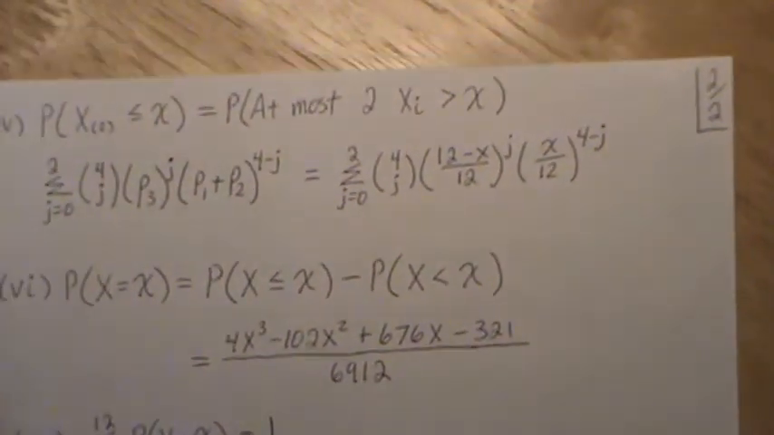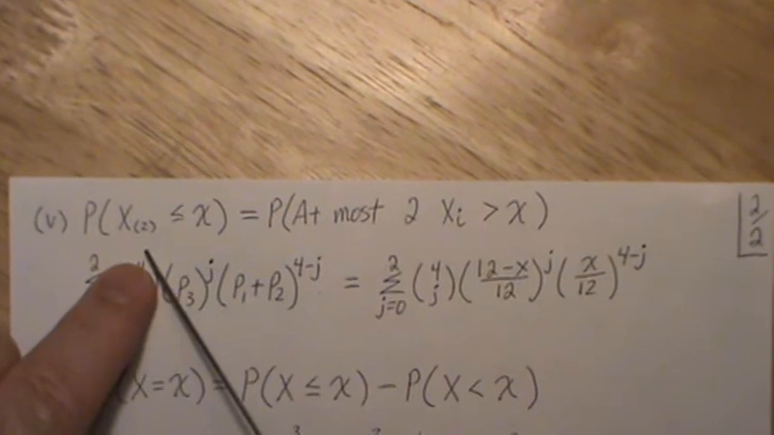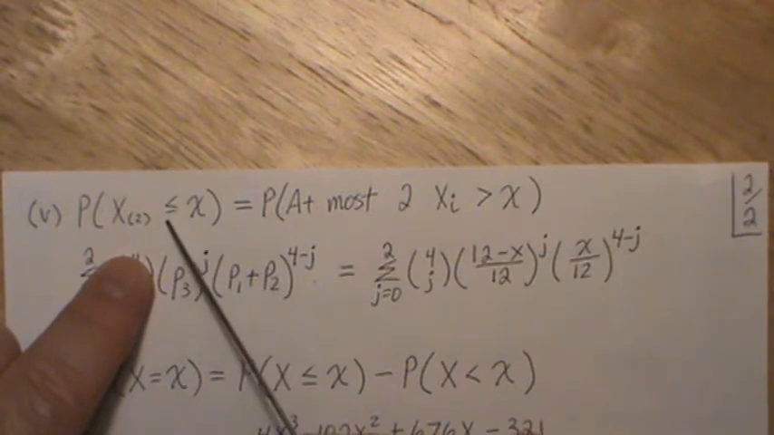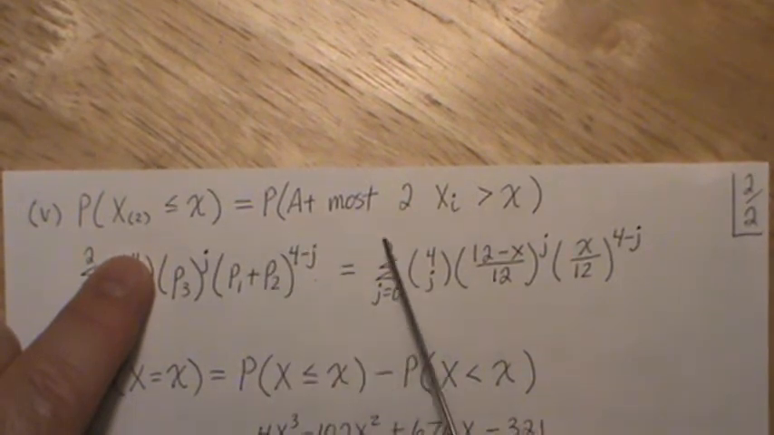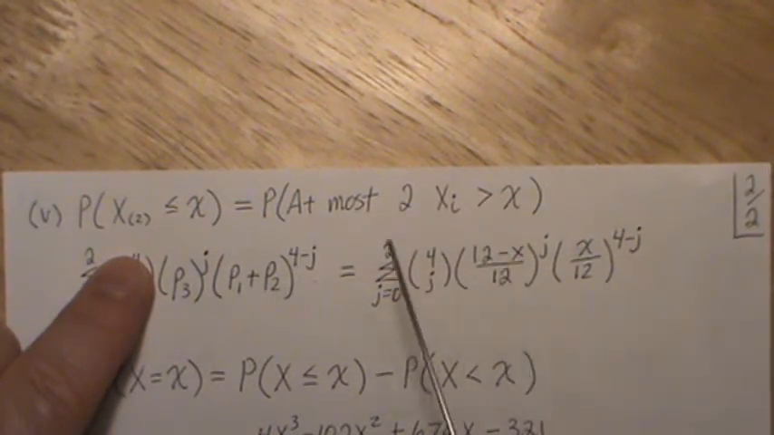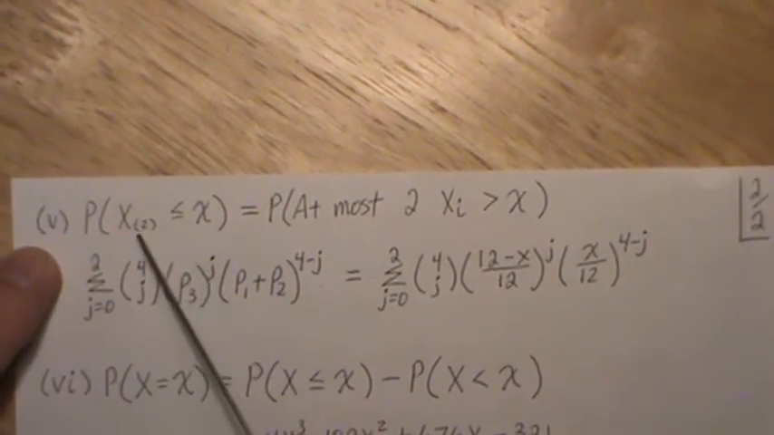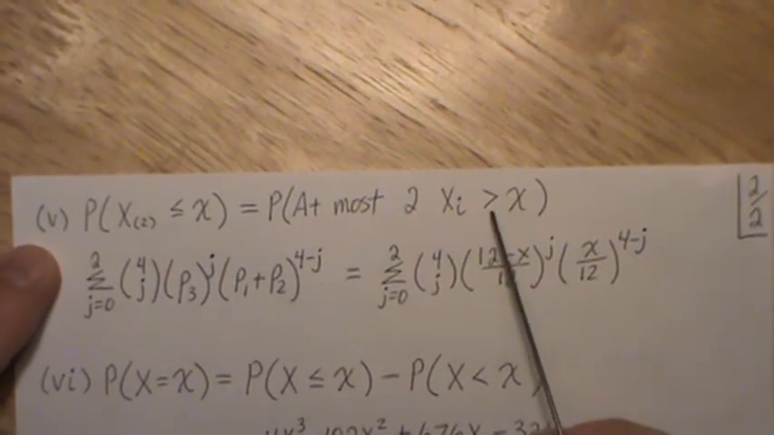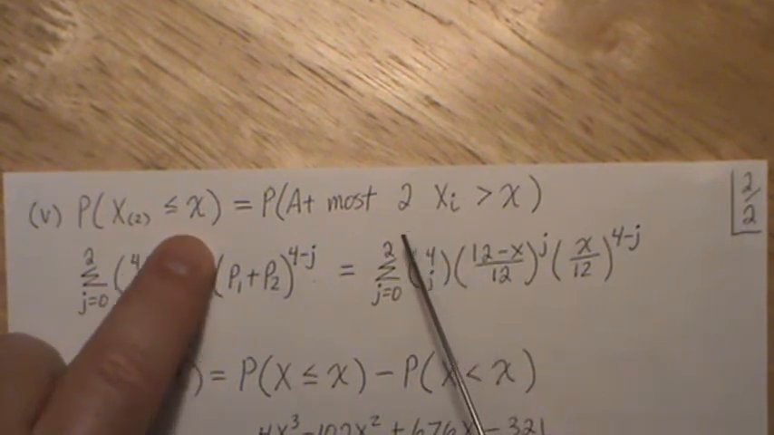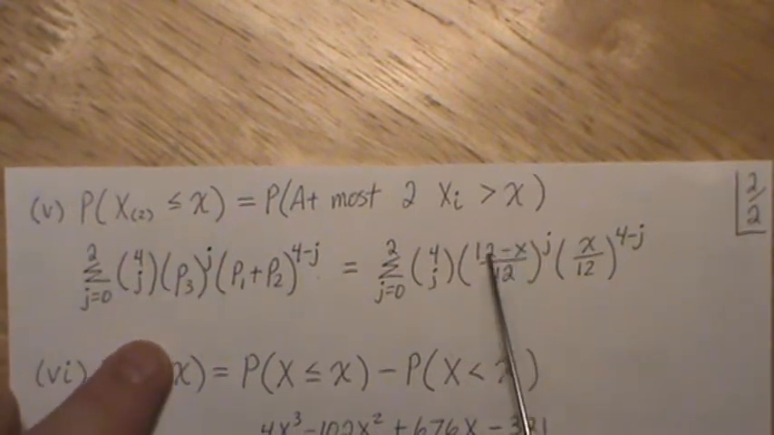Now, the same logic that we did there, we can do for this one. The probability that x2 is less than or equal to x is the probability that at most 2 xi are strictly above x. Okay, so the previous one we looked at x2 strictly less than x, and then that became an equal sign here. But in this one, we're looking at the probability that x2 is less than or equal to x, so at most 2 xi are strictly above x. And we can plug those in.